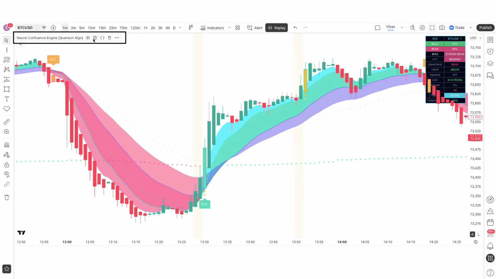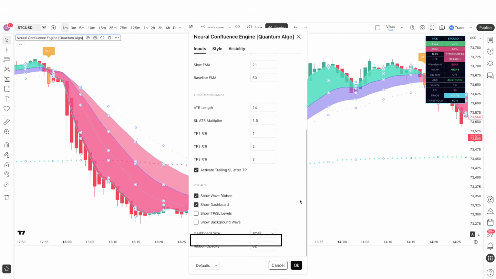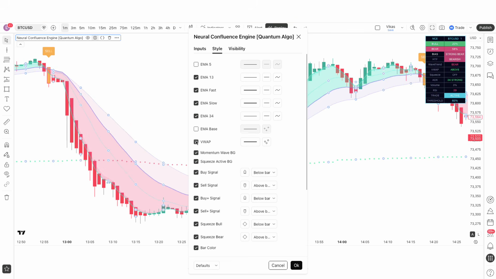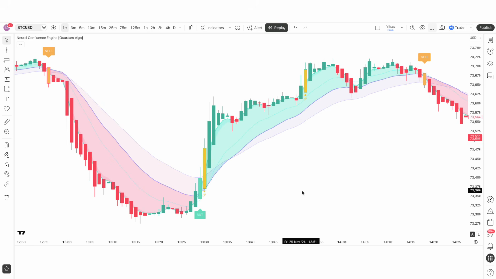Now the indicator settings change for perfect signals. First, we change Fast EMA from 9 to 4. After that, change Ribbon Opacity from 82 to 29. We have to keep these options hidden. Here everything is fine after that. Click OK. Now we'll add one more indicator to make this strategy more powerful.